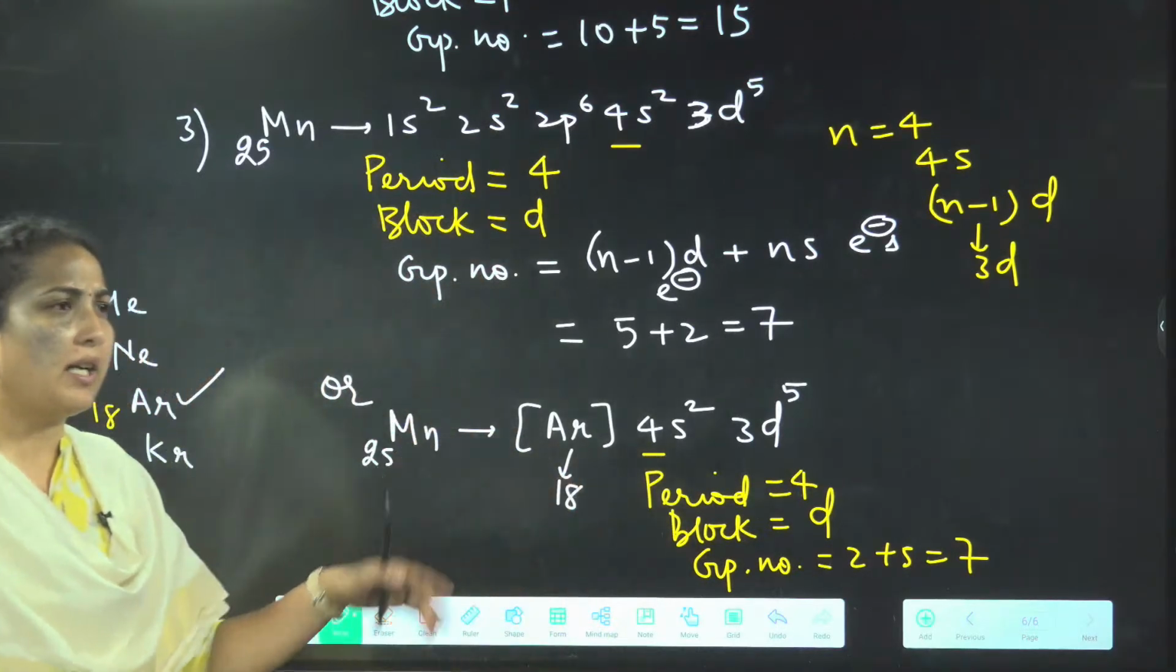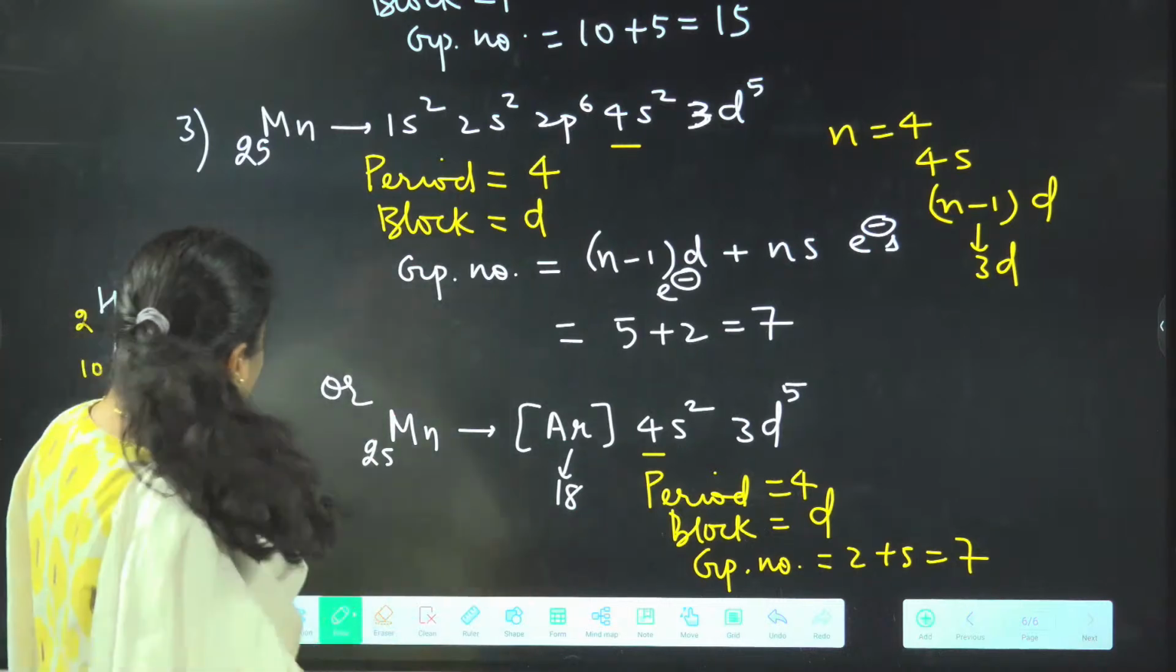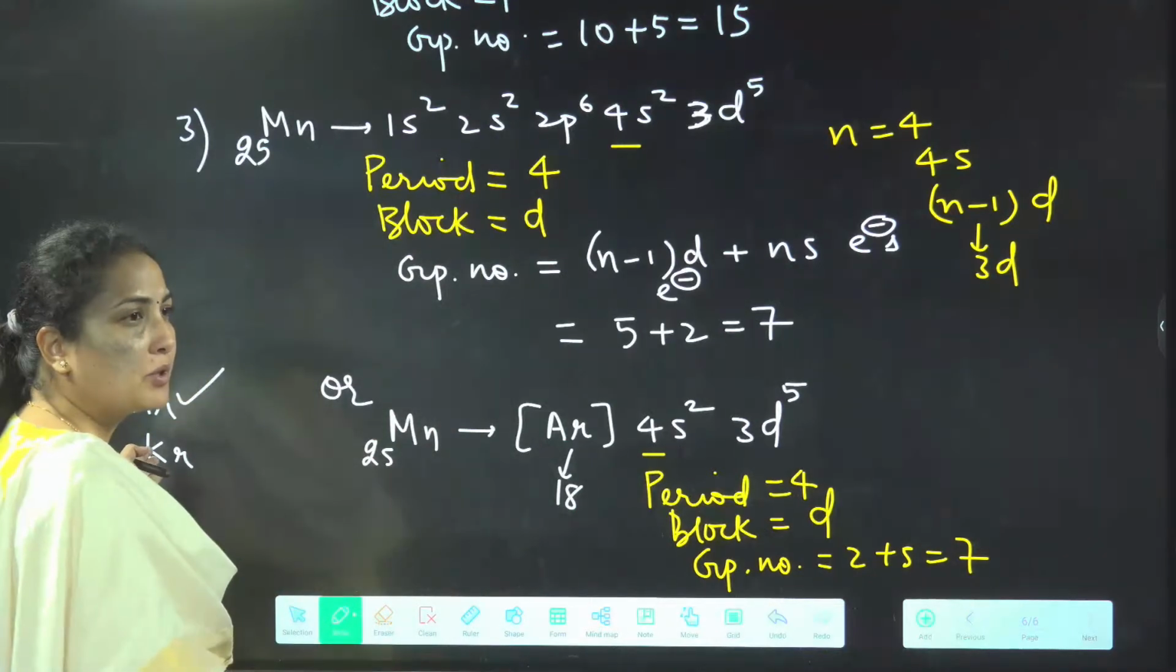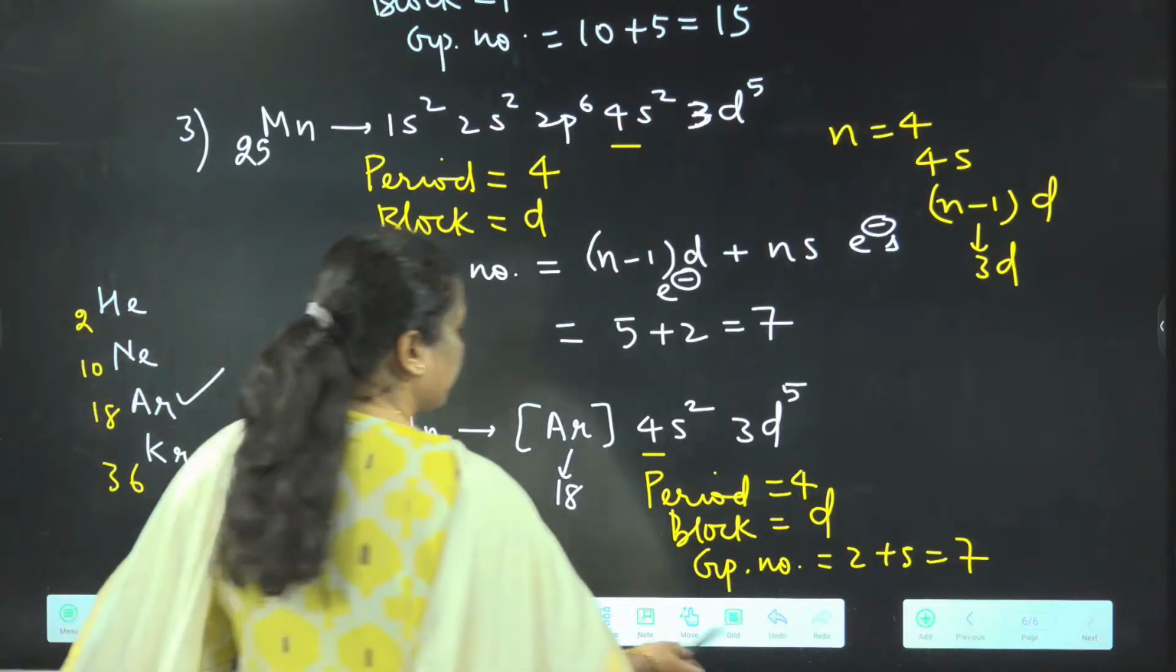That's the only thing. And apart from that, if smaller atomic numbers are there, you can easily write down in terms of all these inert gases, you will end up with your answer correctly, okay? So let us do few questions here.